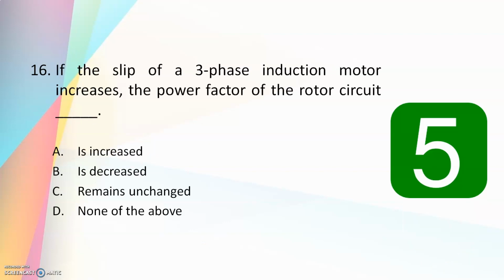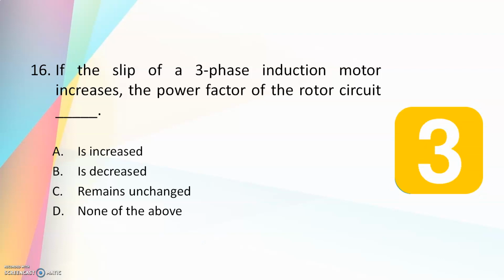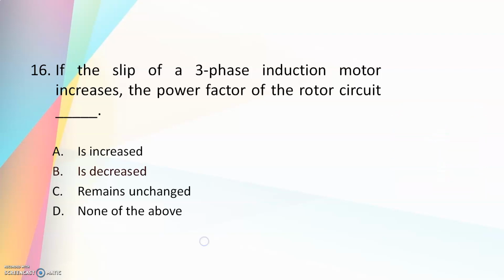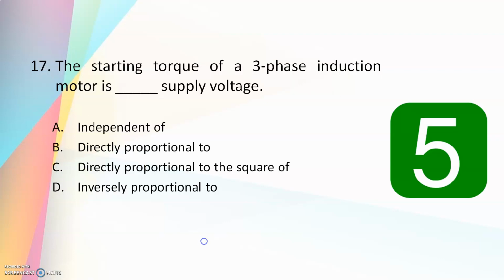If the slip of a three-phase induction motor increases, the power factor of the rotor circuit is increased, is decreased, remains unchanged, none of the above. And here you go. And the answer is decrease. So they are having an inverse relation.